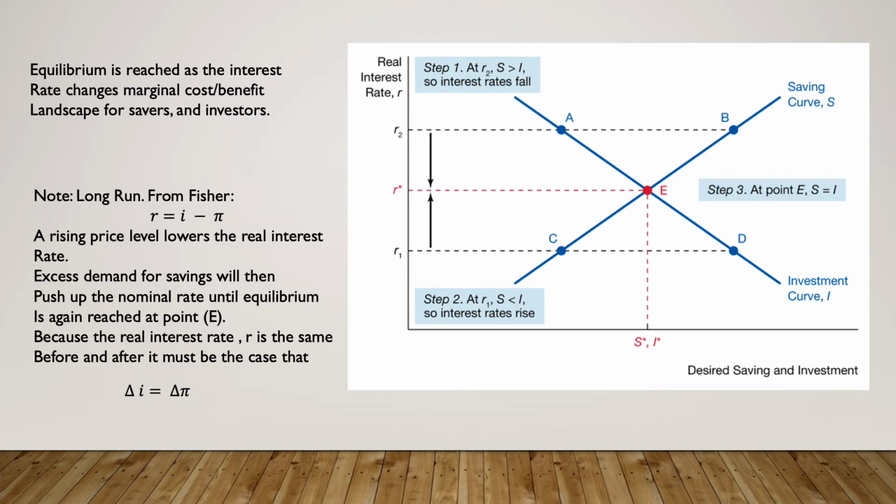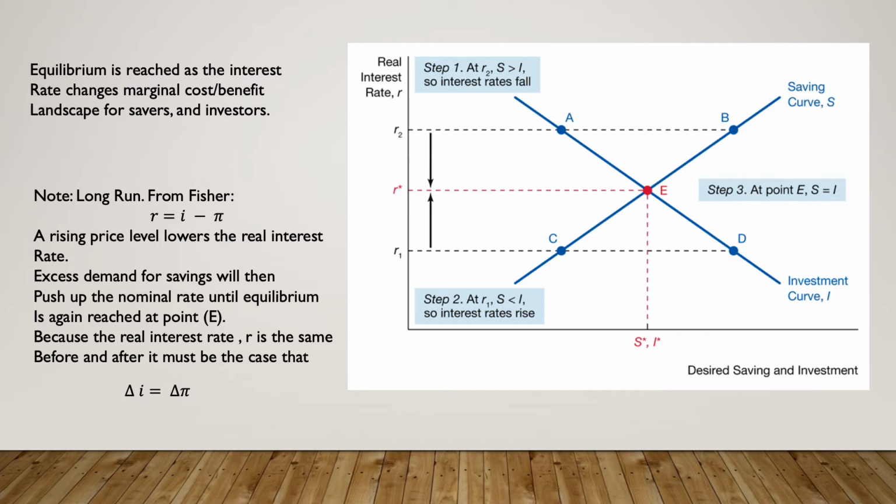Interest rates must continue to fall so long as there is excess savings in the market, and as interest rates fall, investment grows and saving falls until once again the market is in equilibrium, where all of the savings that is out on the market is borrowed, supply is equal to demand, savings is equal to investment, and we're operating at equilibrium point E at equilibrium interest rate R star.